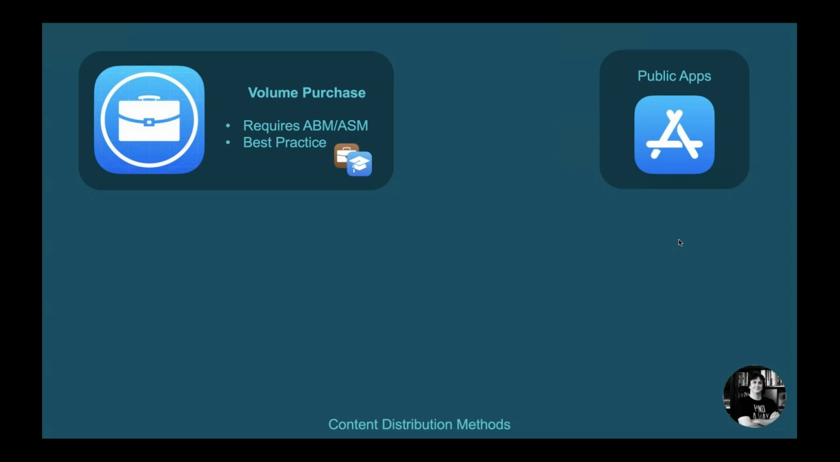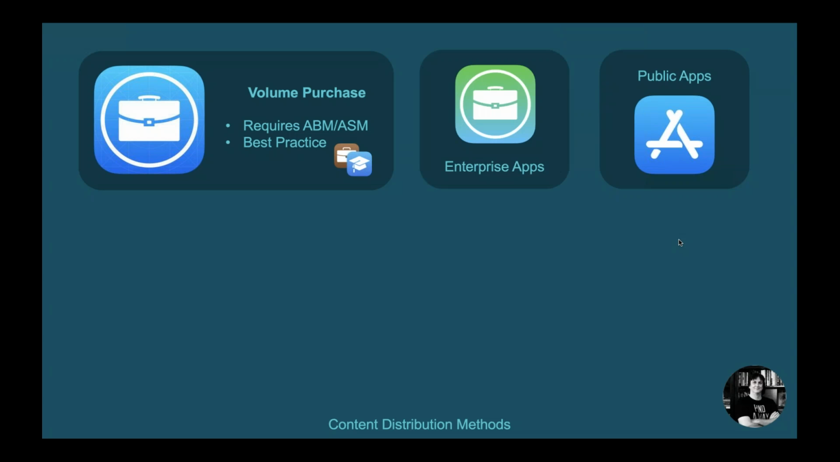But also you can do free apps, right? You can basically buy licenses for free apps. The cost is nothing, but you can do it via volume purchase. And for that, you require ABM and ASM. And this is what Apple and we also recommend.